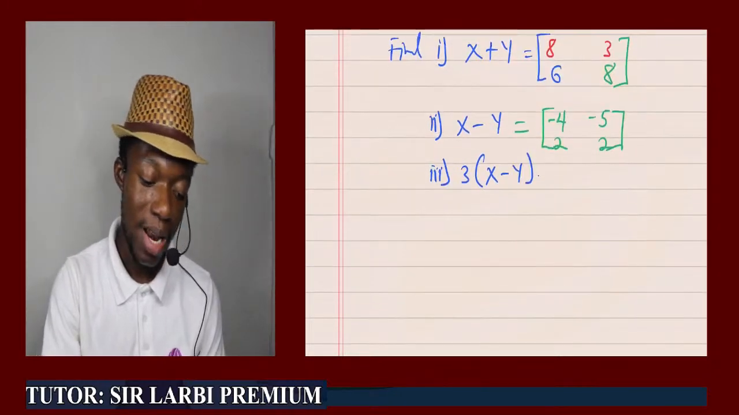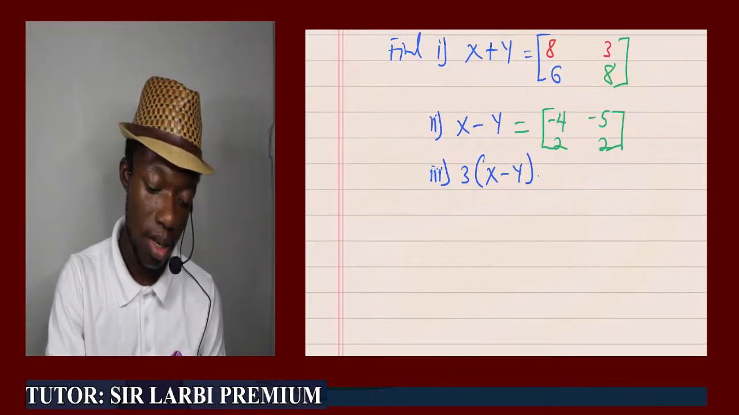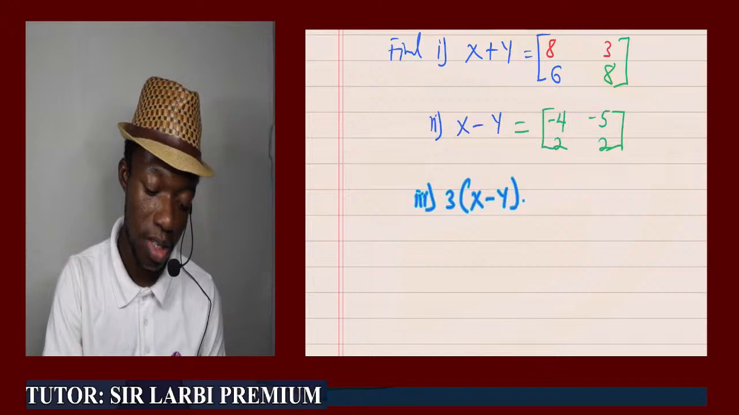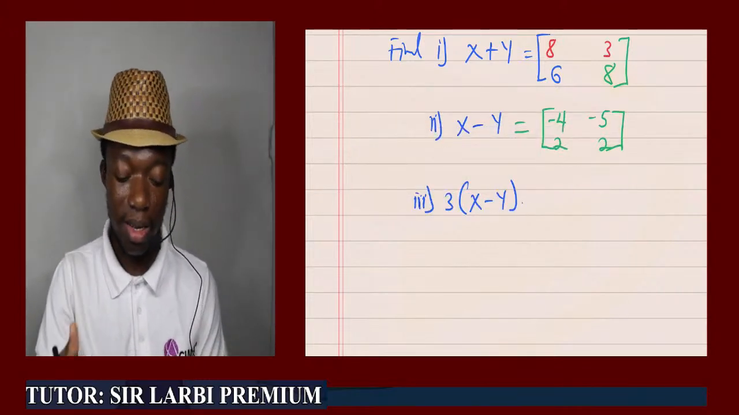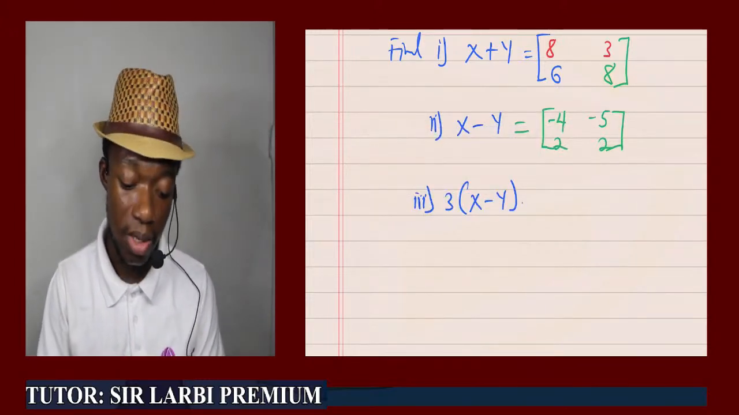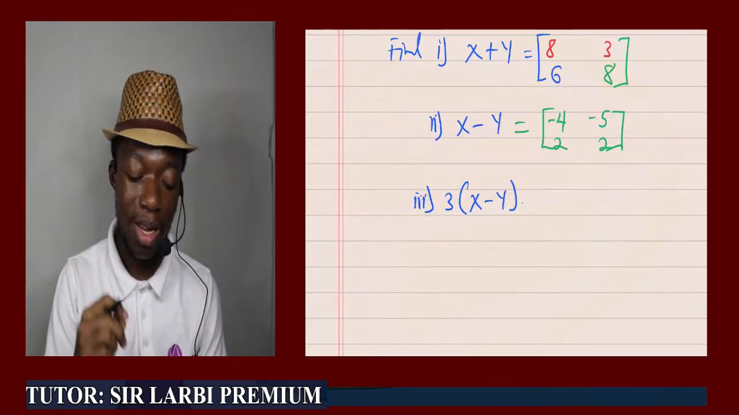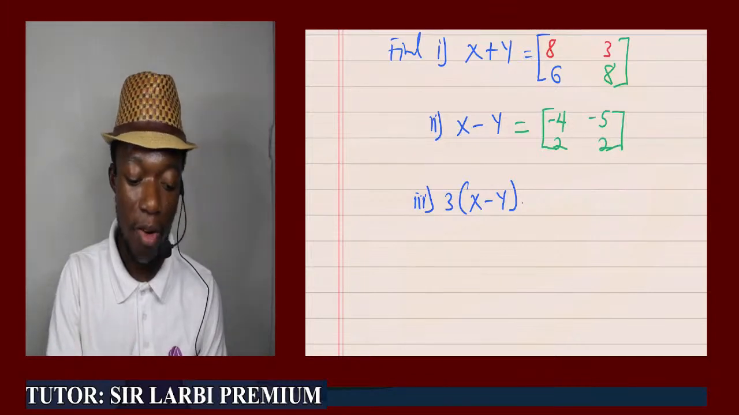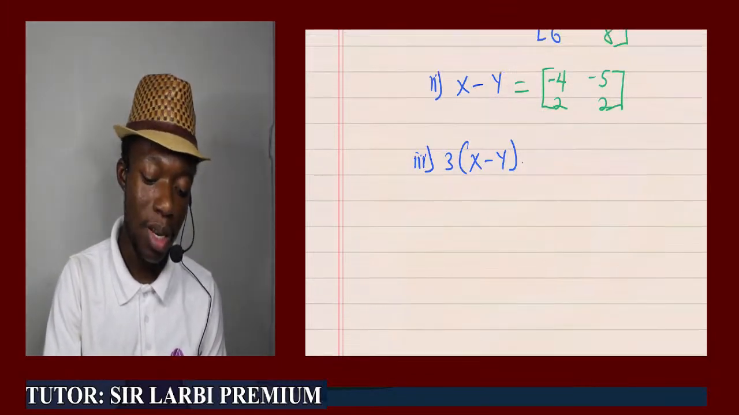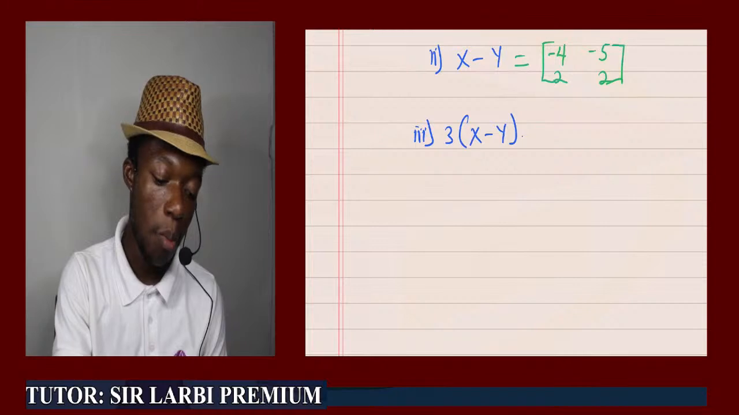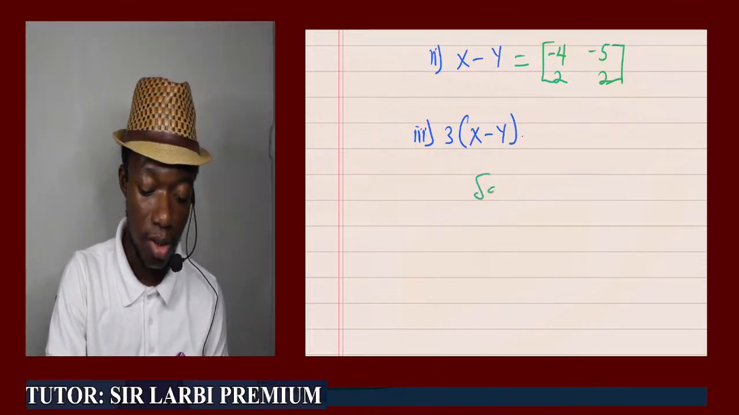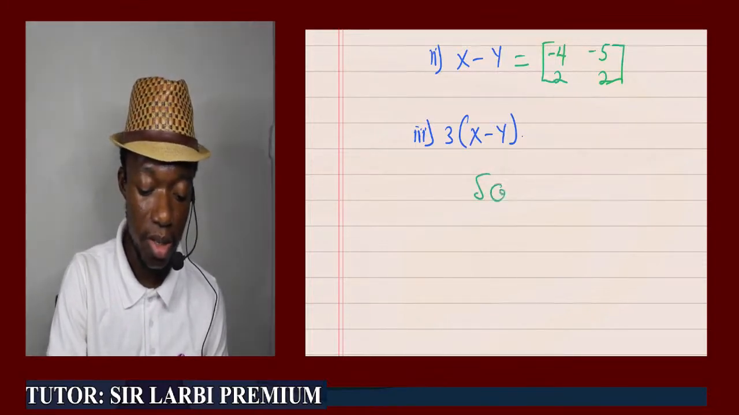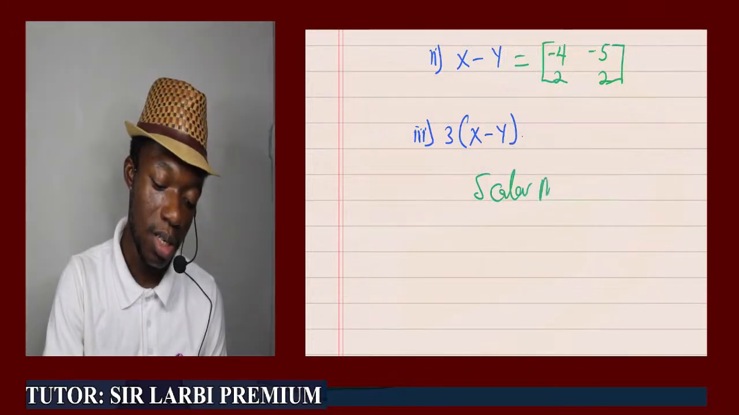But the third one here that you can see, the next one generally here is saying 3 multiplying X minus Y. That means that now 3 is actually a scalar multiplier of X and Y. And that will lead us into what we call scalar multiplication of a matrix. So let's discuss scalar multiplication of a matrix. Scalar multiplication.